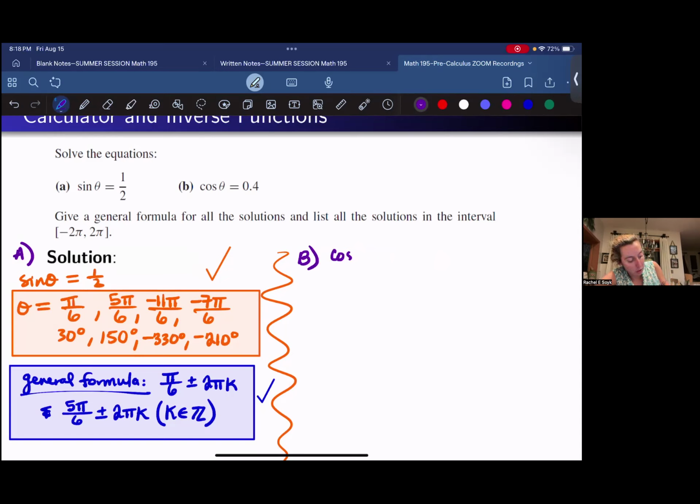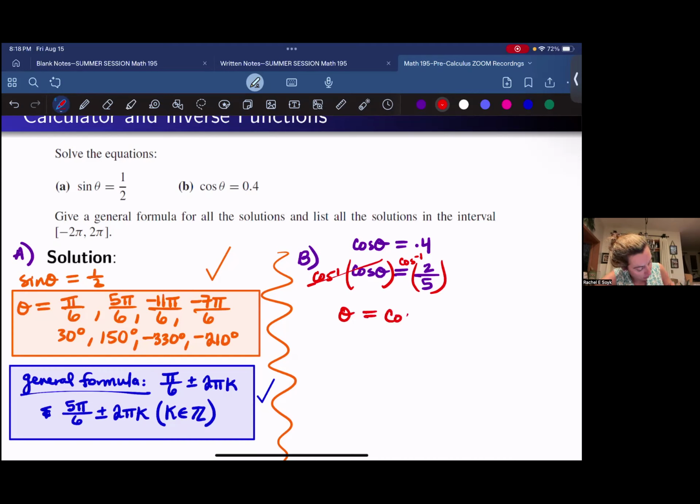And so we're given cosine of theta is equal to 0.4, which you can keep in decimal form, or you could change it up into cosine of theta is equal to 2/5 if you like fractions more. And now we're going to utilize our inverse function of cosine inverse. We're going to apply that to both sides. And when we do, the left-hand side now becomes theta, and our right-hand side is cosine inverse 2/5.